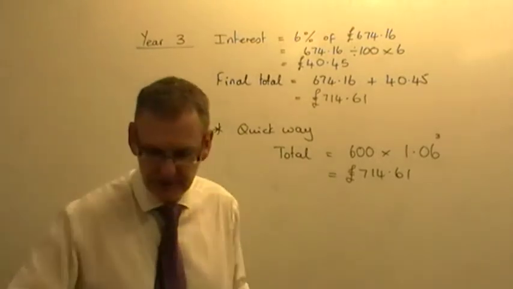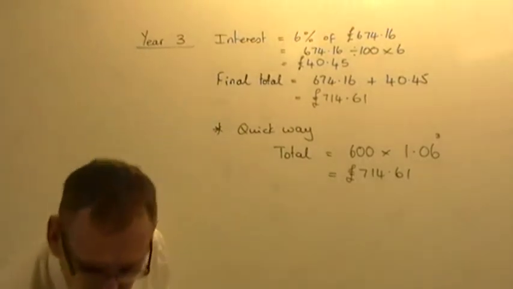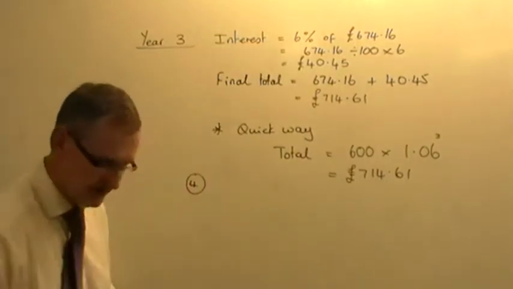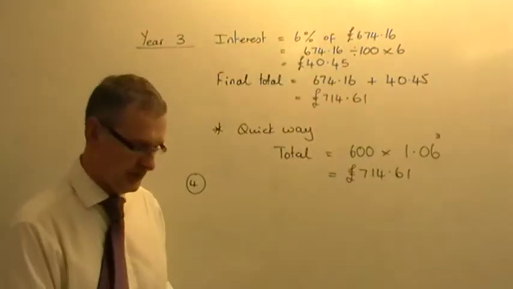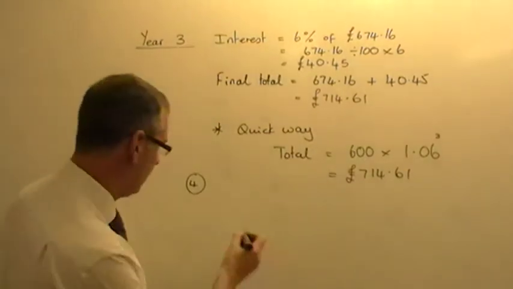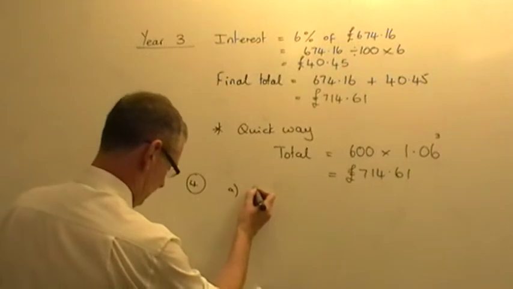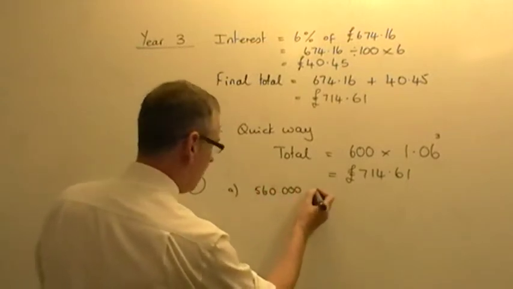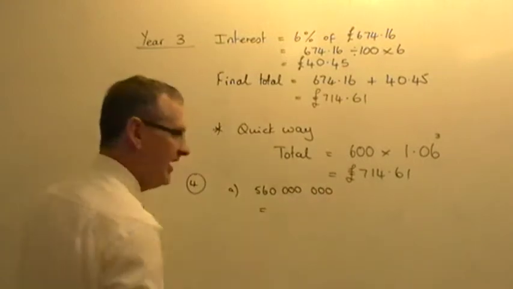Okay, that was question number 3. Okay, number 4, I'll do it at the bottom here, just enough space. Number 4 is a standard form question. Write these numbers in standard form. And you've got part A, you've got the number 560000000. Okay, in standard form.